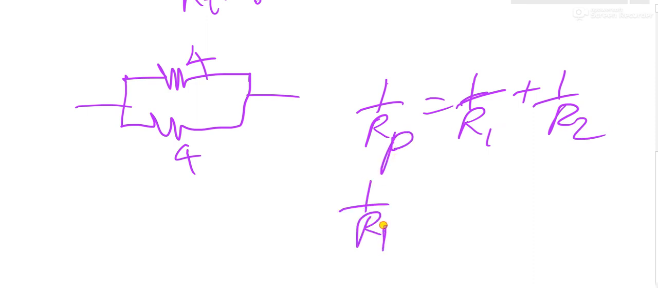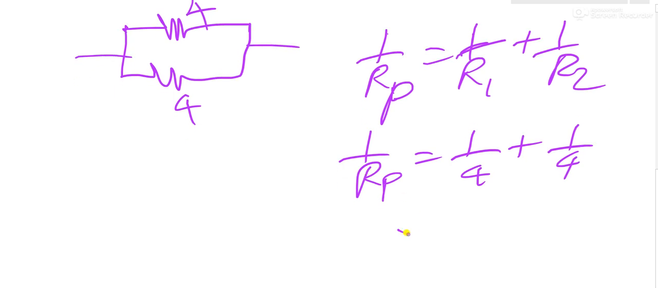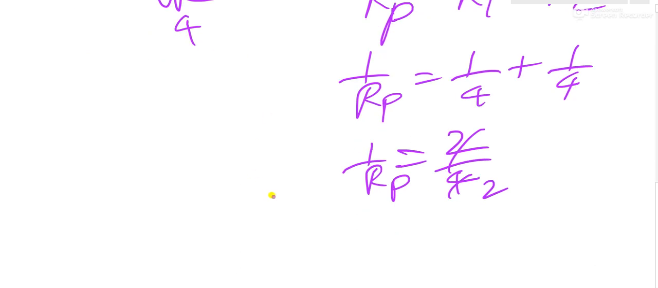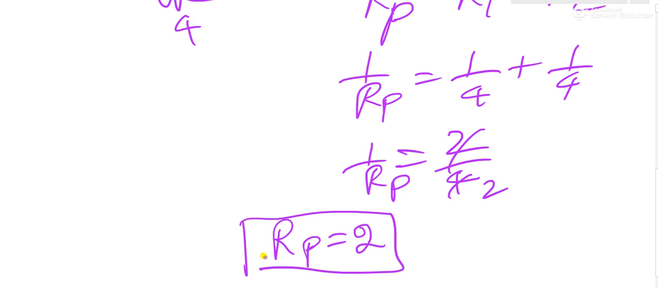1 by Rp is equal to 1 by 4 plus 1 by 4, which is 2 by 4, which is going to be 1 by 2. So Rp is equal to 2 ohms. Most of the students make a mistake in this step. They sometimes take it as 1 by 2. So I get Rp as 2 ohms.